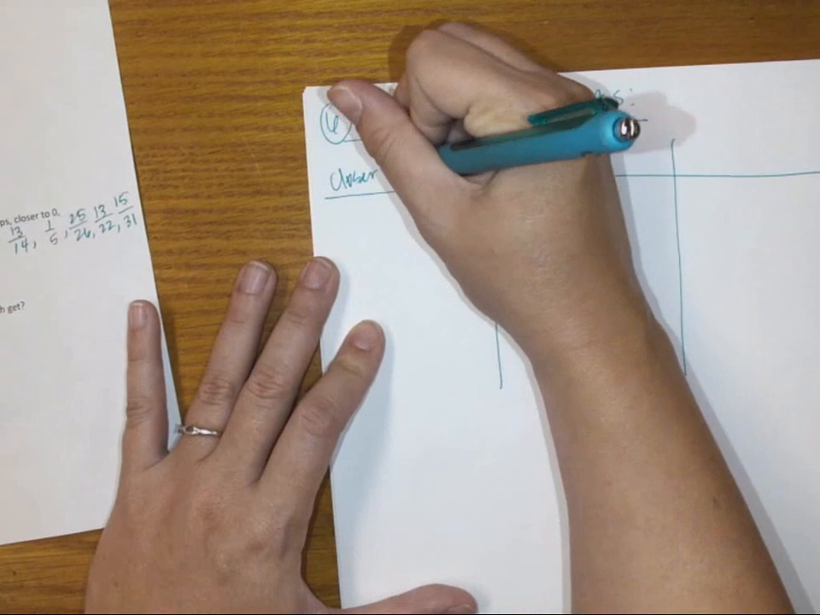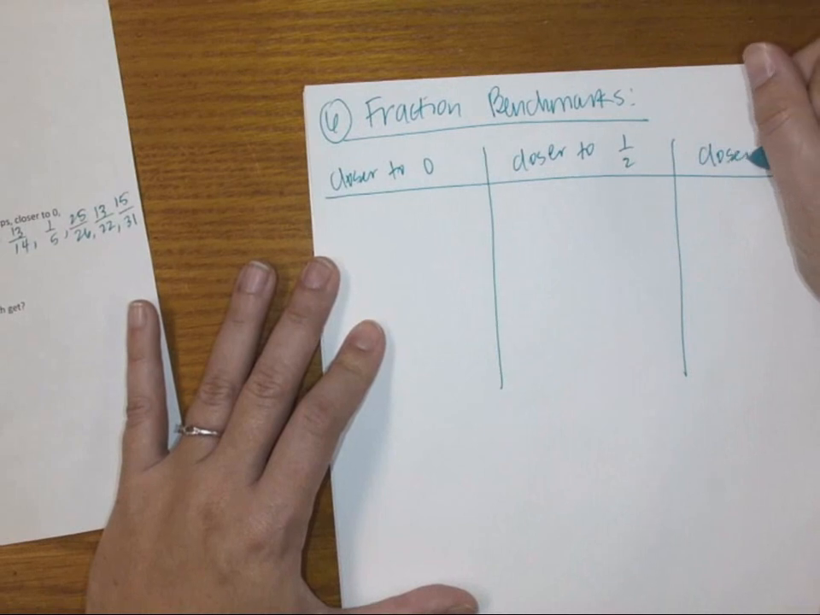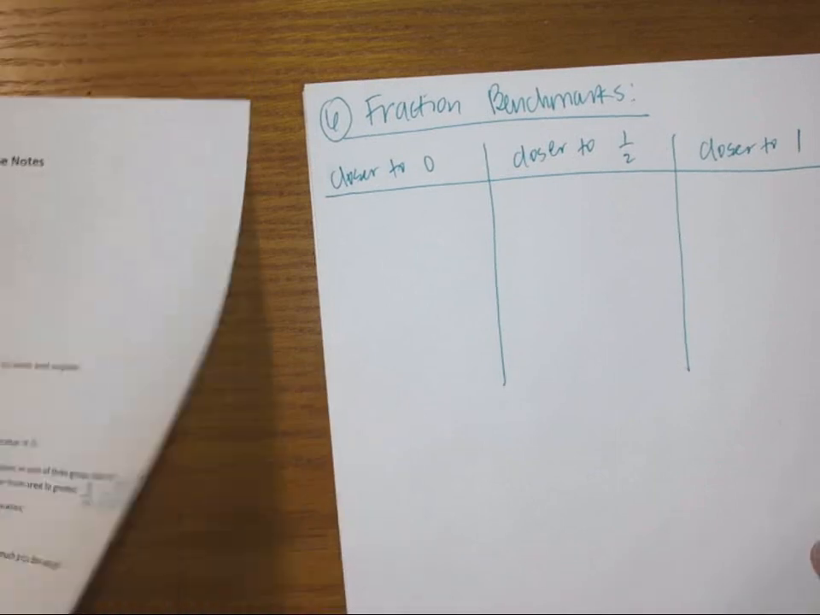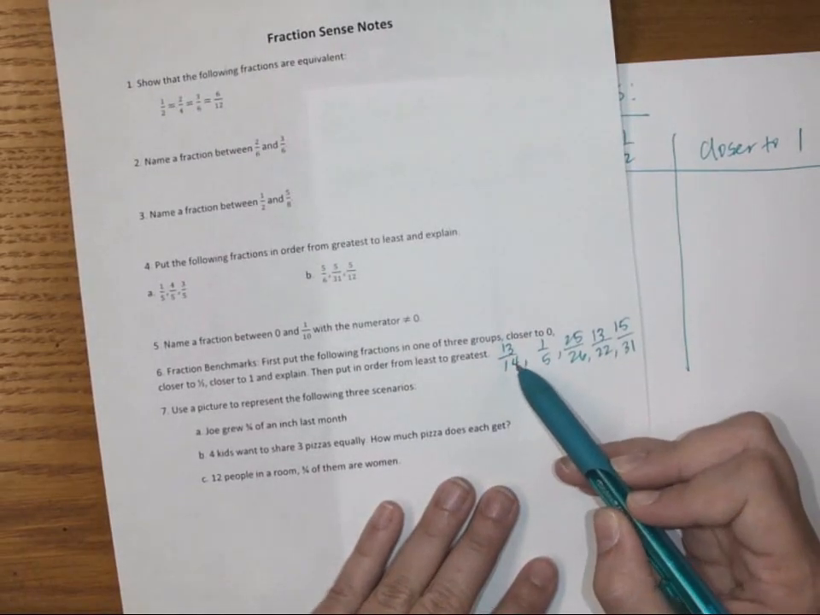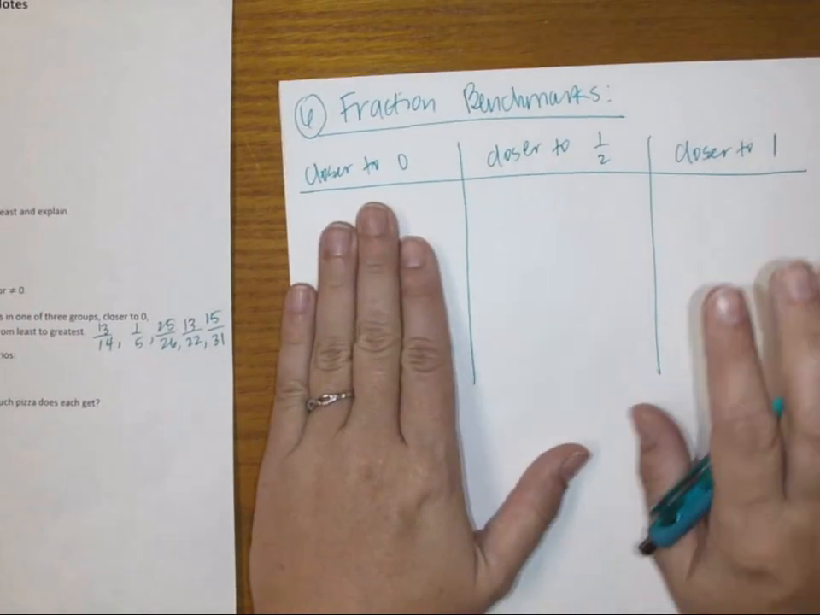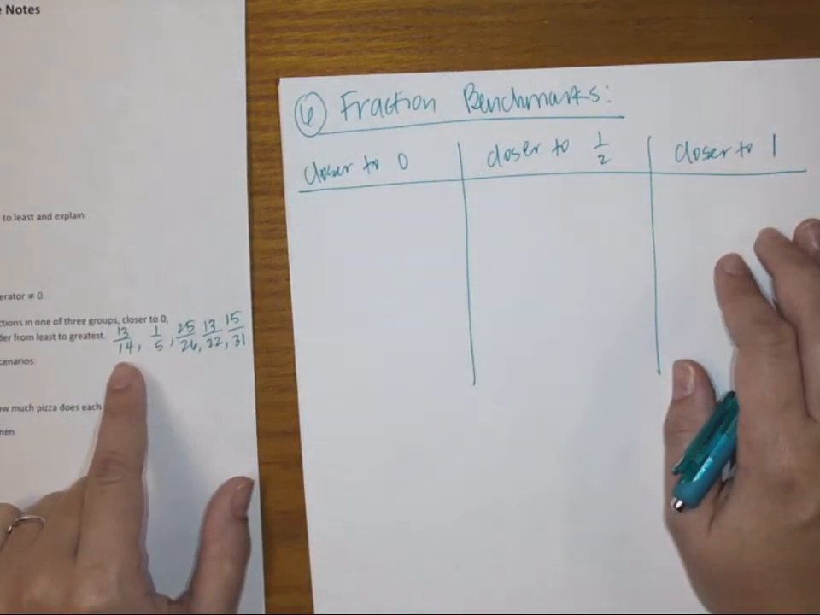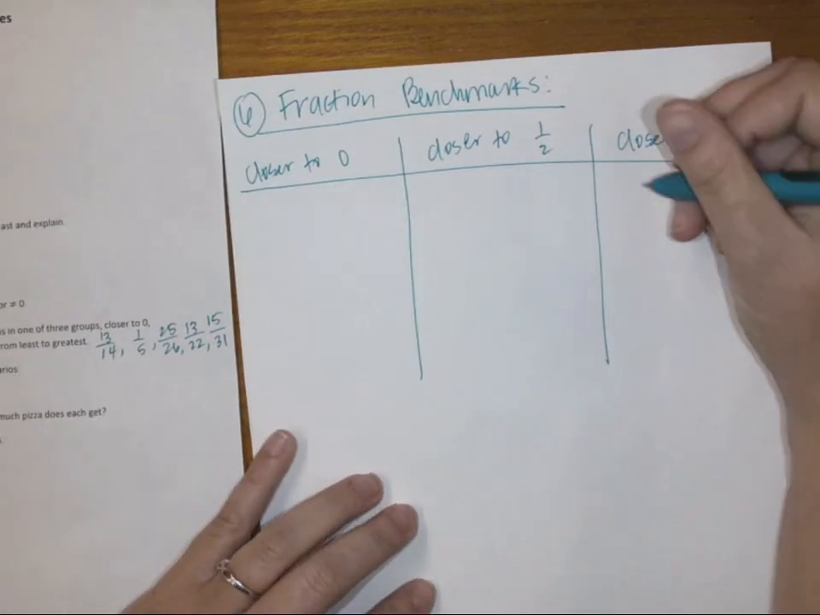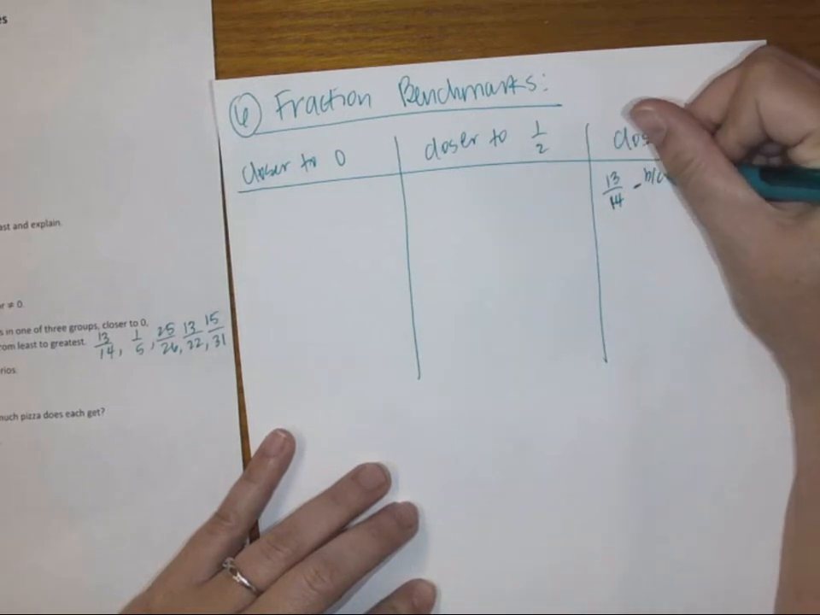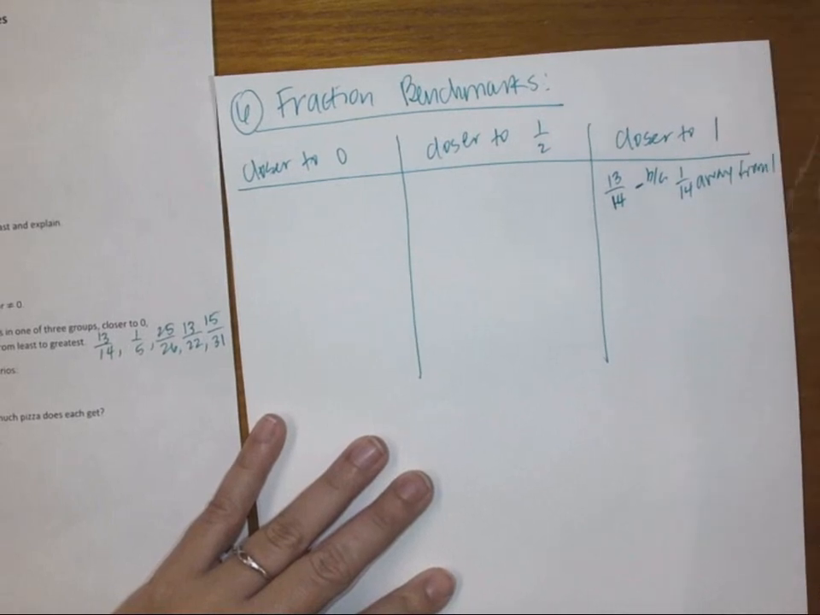Closer to 0, closer to 1/2, closer to 1. Each fraction I'm going to put in a group. I'm going to start off with 13/14. This says my whole has 14 parts and I have 13 shaded in. So what would that be close to? Close to 0, close to 1, or in the middle, close to 1/2? Well, 13/14 is almost all the parts shaded out of a whole, so that would be close to 1. My reasoning is because it is 1/14 away from a whole, from 1.